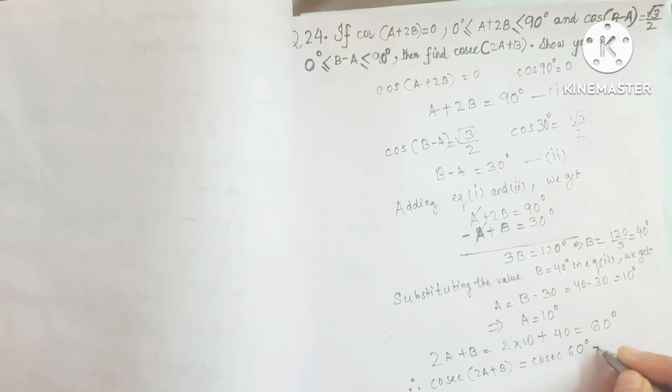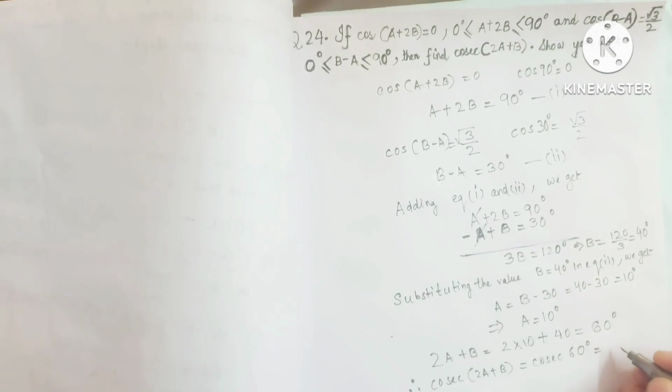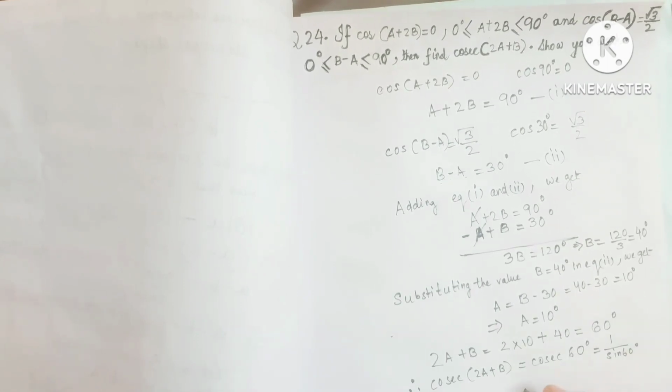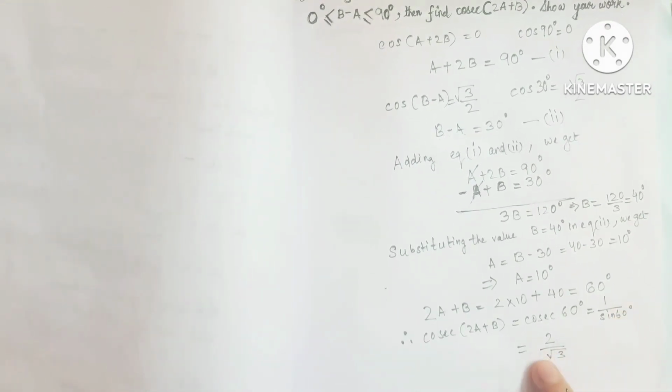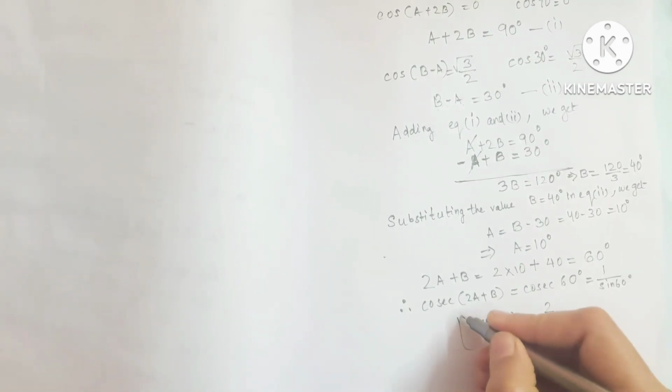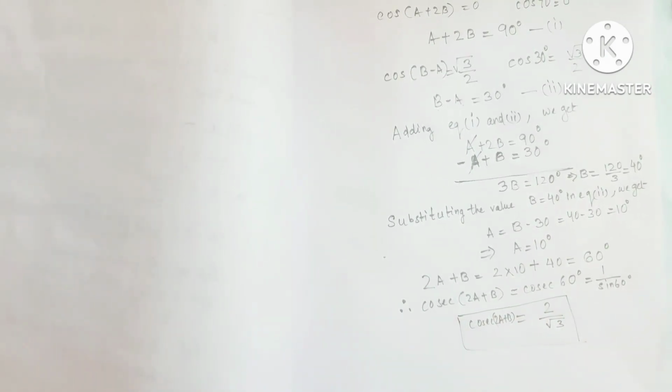What is the value of cosec of 60 degrees? It is just the reciprocal of sine 60, right? 1 by sine 60. So it is 2 by root 3 because sine 60 is root 3 by 2. So cosec 60 will be 2 by root 3. So this is the final value of cosec(2a + b). 2 by root 3. End of question number 24.